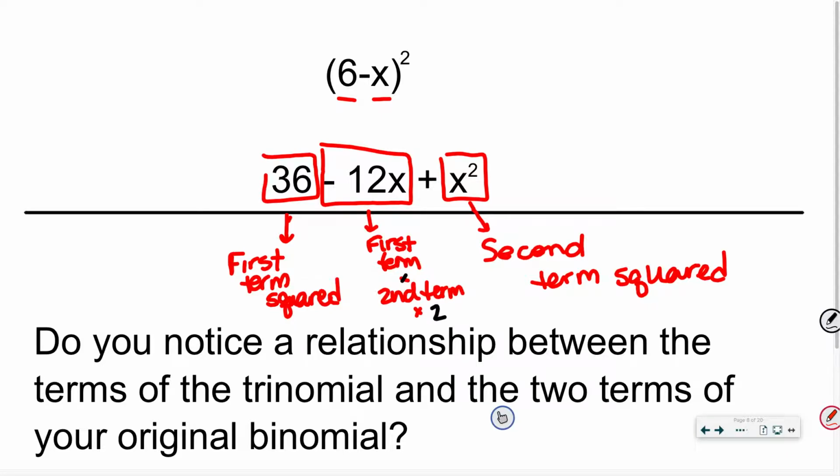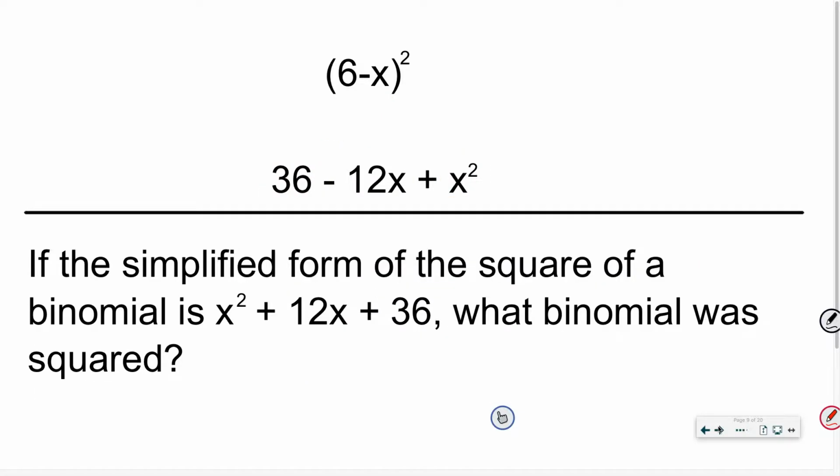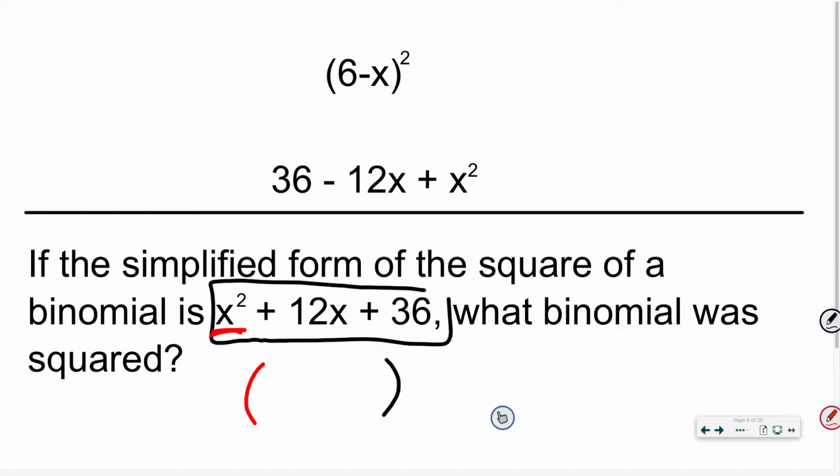Now, I'm going to show you where they come from, okay? Now, let's just say we had a different trinomial. We had x squared plus 12x plus 36. What would the first term of the binomial have to have been? An x. What did the last term have to be? A 6. What kind of 6? Positive or negative? Negative. No, positive.